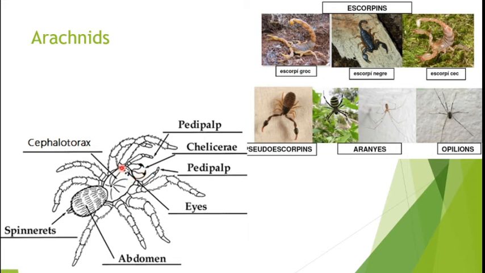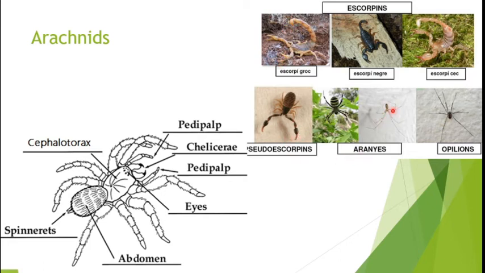They've got eyes, but they don't have antennas. This group is the only group of arthropods with no antennas. And then they have the abdomen in the back. In some cases, like the scorpions, the abdomen is very, very long, and they've got poison at the end.